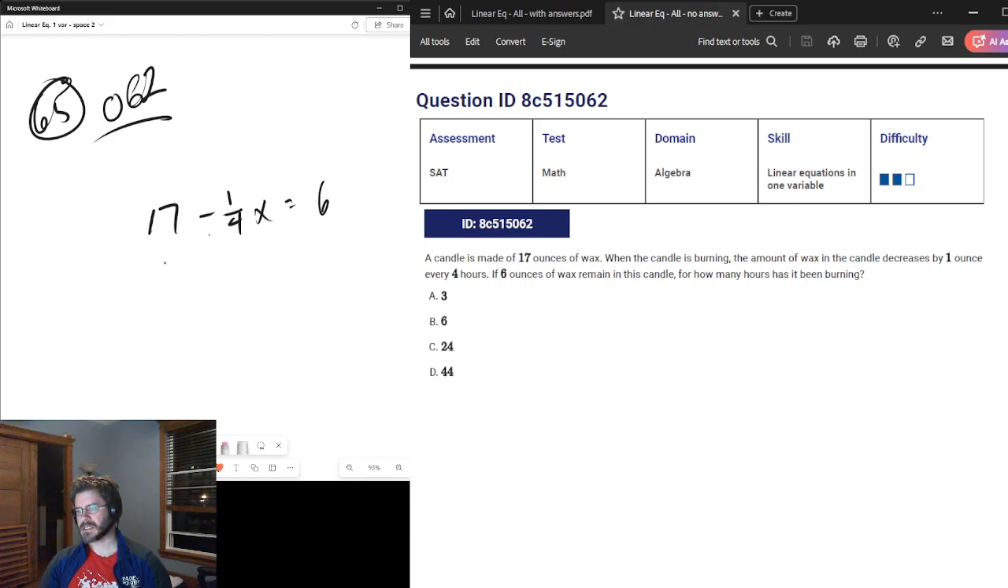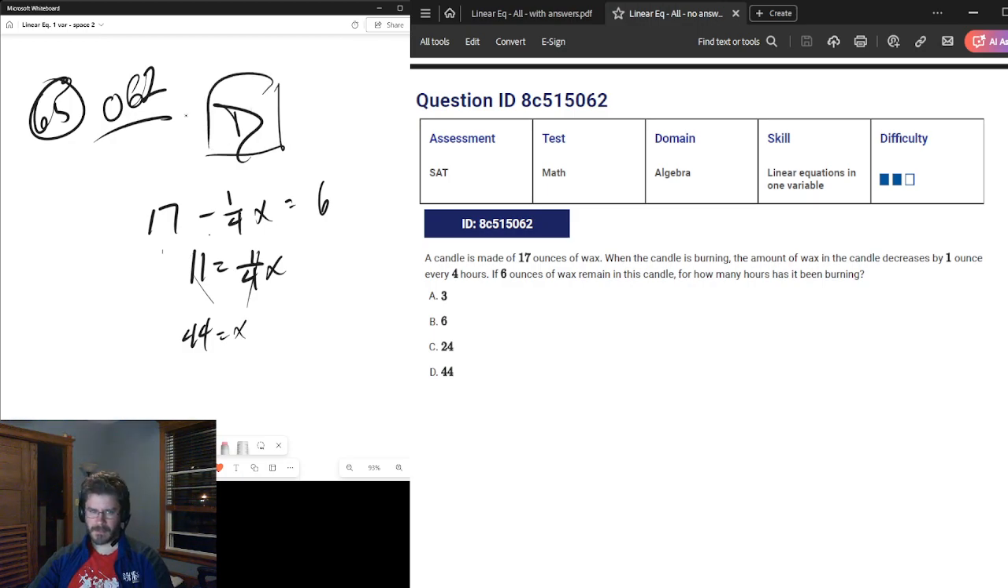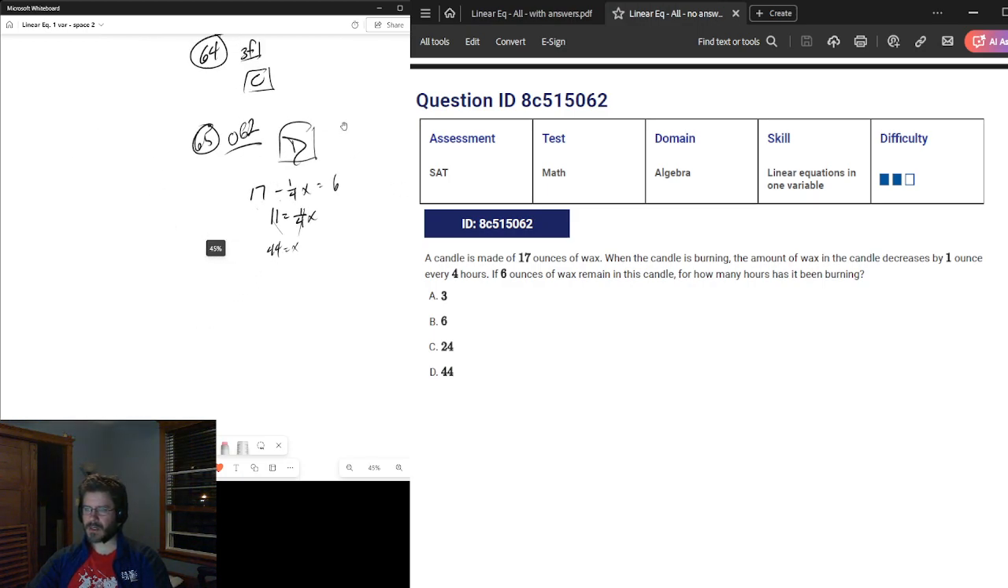So we say that's equal to 6. Add the 1/4, subtract the 6, we get 11 equals 1/4 of the amount of time. Multiply by 4, that cancels, you get 44. It's x, so that's D. And that is it. Let's go ahead and check our work.